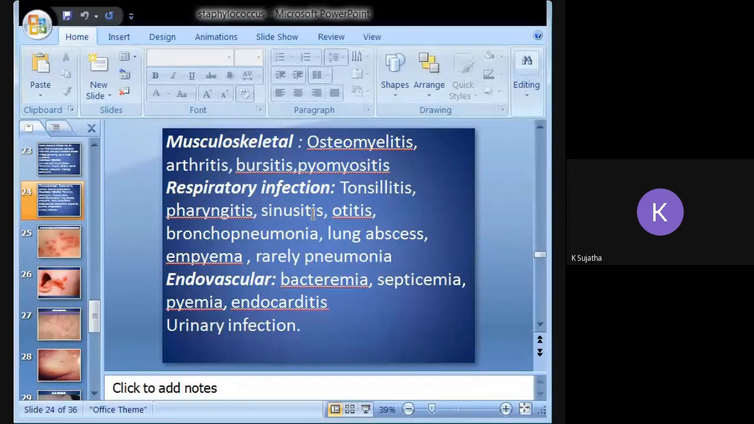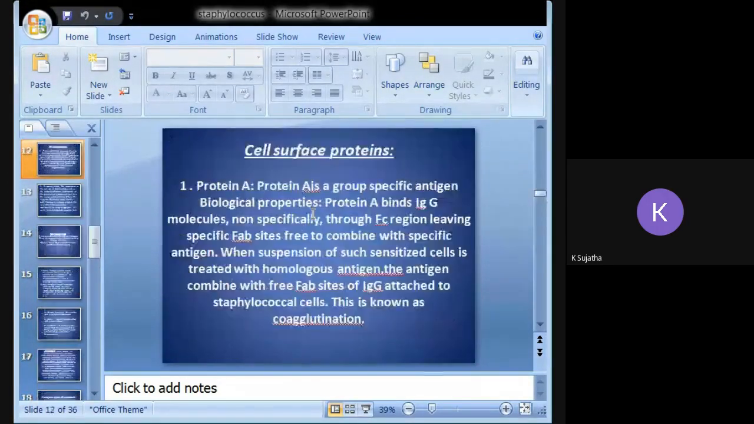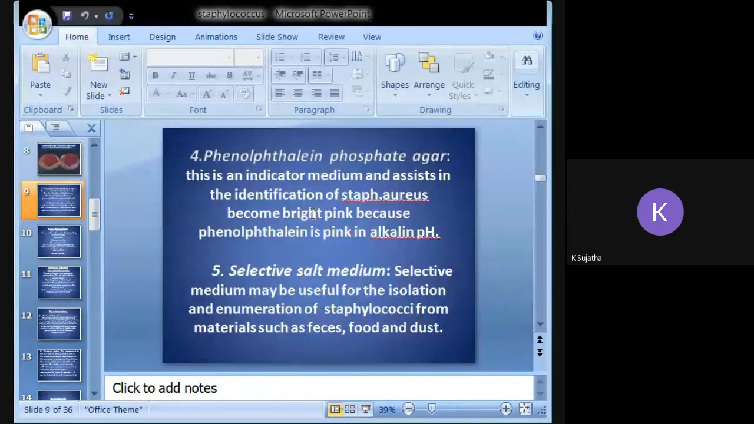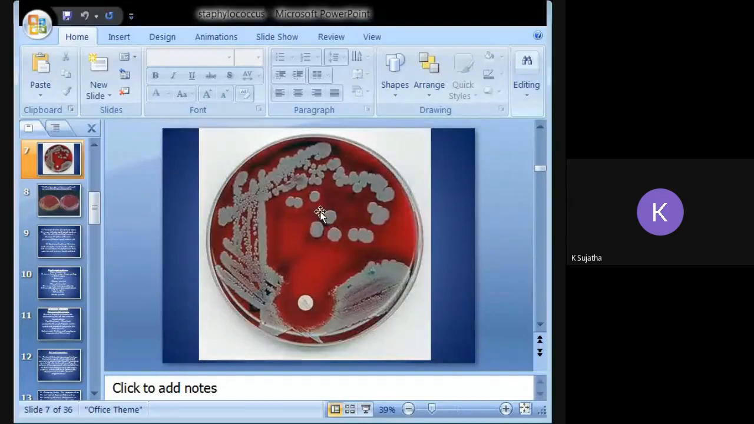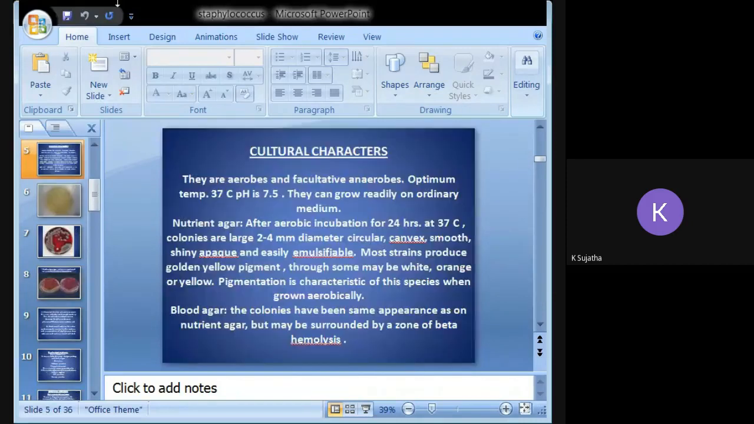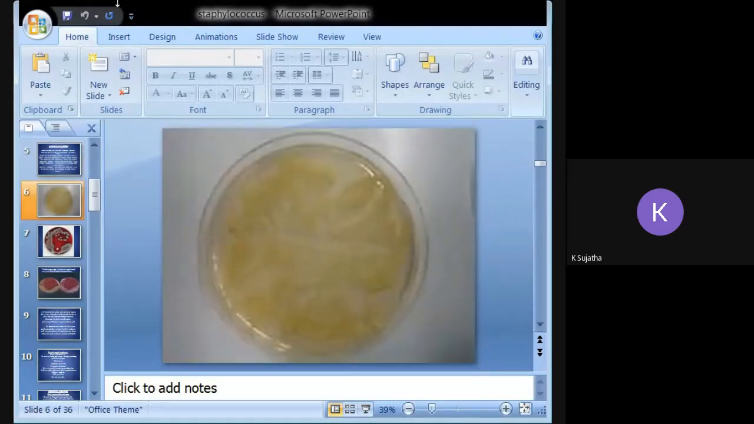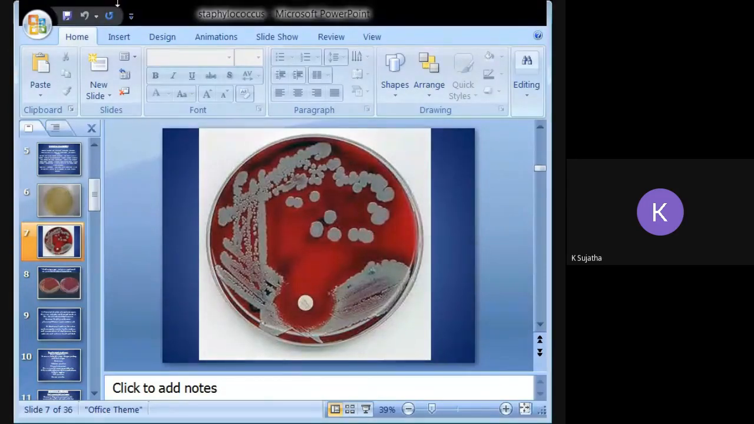This bacteria produces hemolysin toxins, and surrounding the colonies, a zone is formed. This is the zone. A zone is an indication that the bacteria releases hemolysin toxins. This is the blood agar. White, opaque, transparent or smooth colonies are formed on the surface of nutrient agar and blood agar also. Sometimes golden yellow pigmented colonies are formed on the surface of nutrient agar and blood agar also.